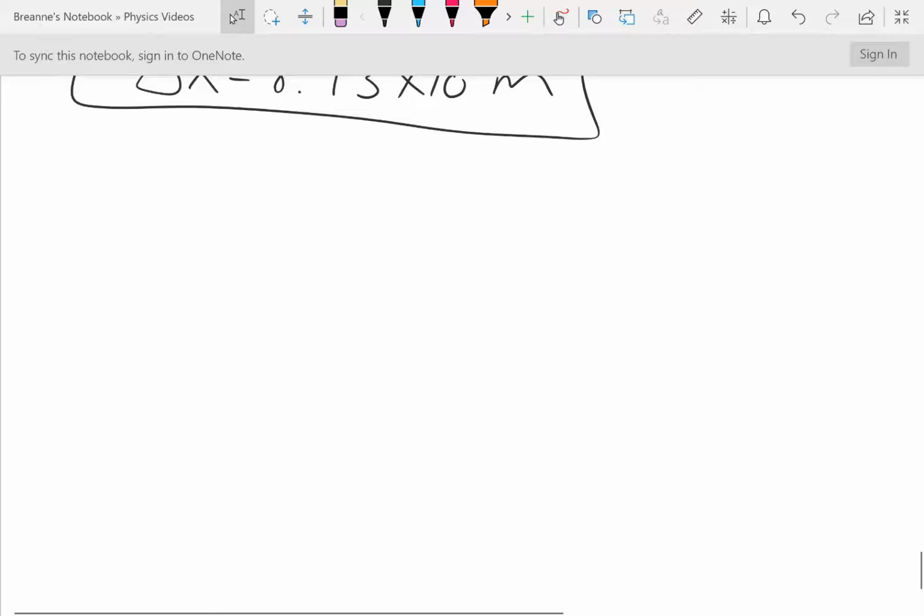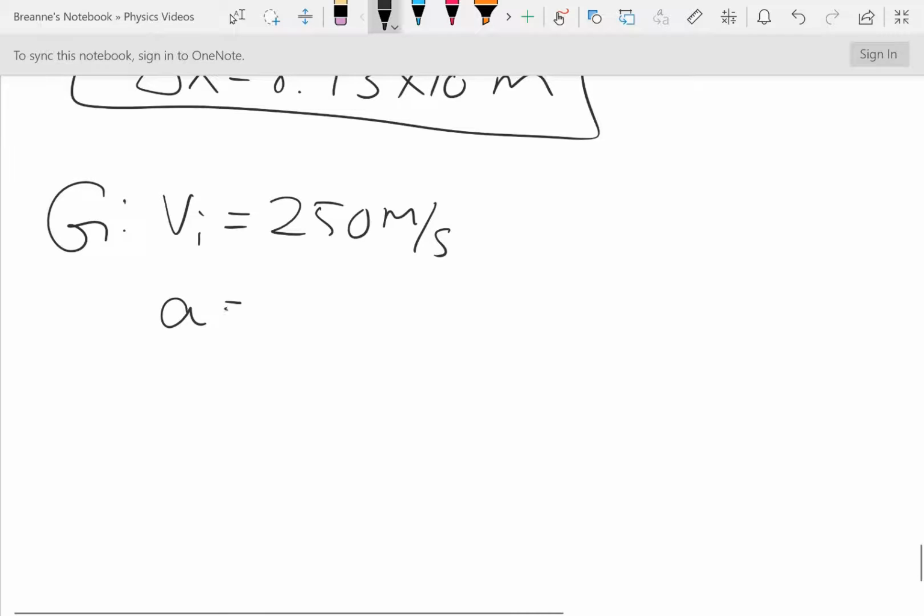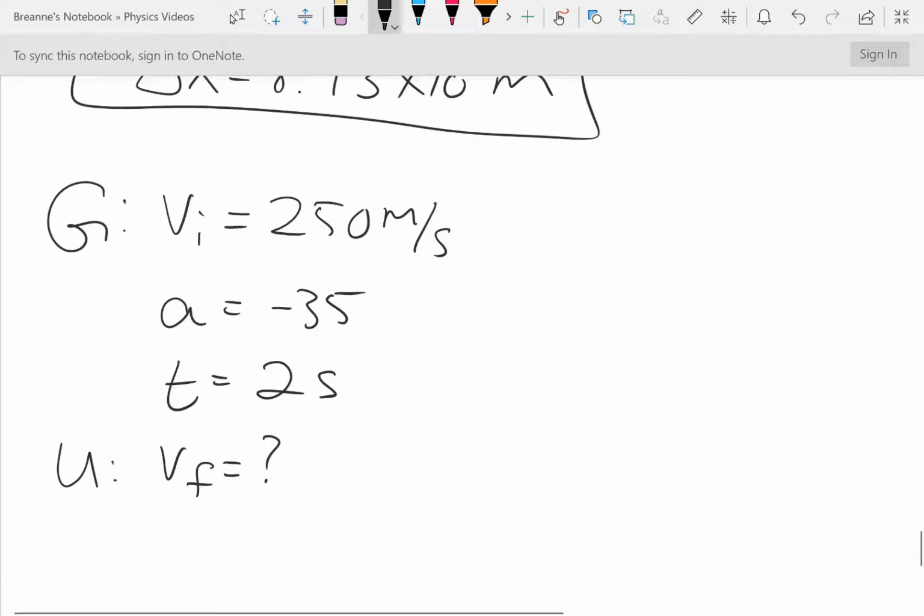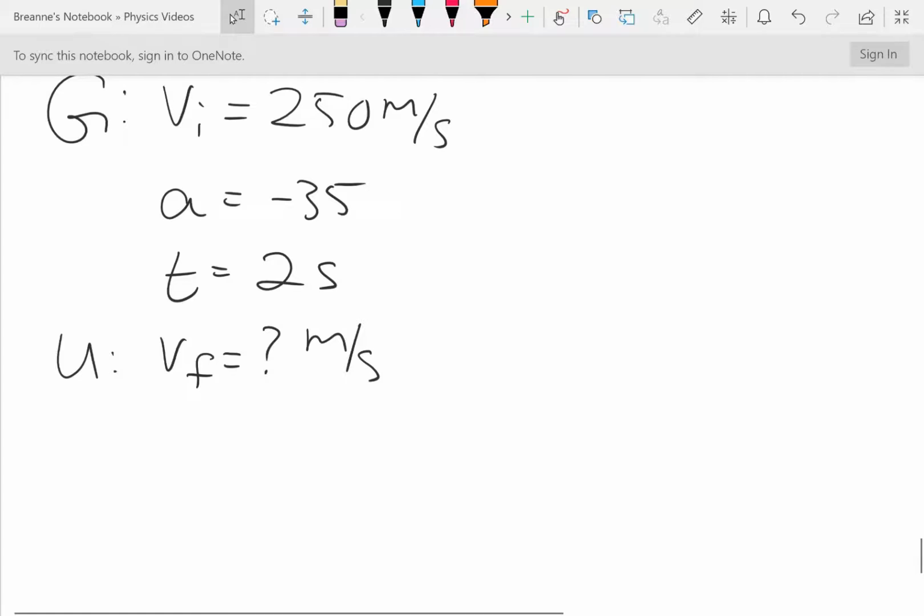One more. You're looking for the velocity of the spacecraft after 3 seconds. Again, a lot of our givens stay the same. Our initial velocity is still 250 meters per second. Our acceleration is still negative 35. But in this case, our time is 2 seconds, and we're looking for our final velocity because we're trying to figure out how fast it's moving after it moves for 2 seconds.